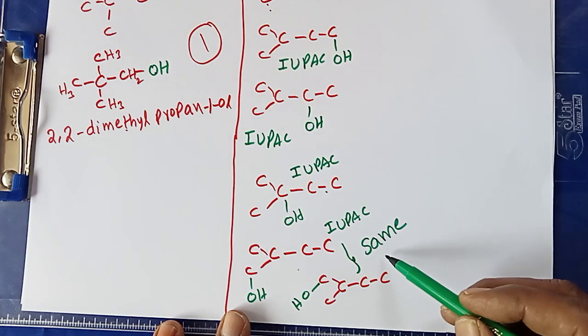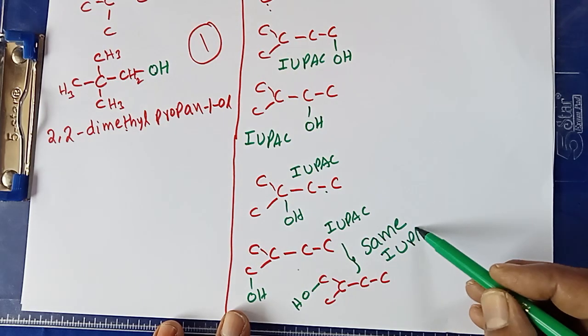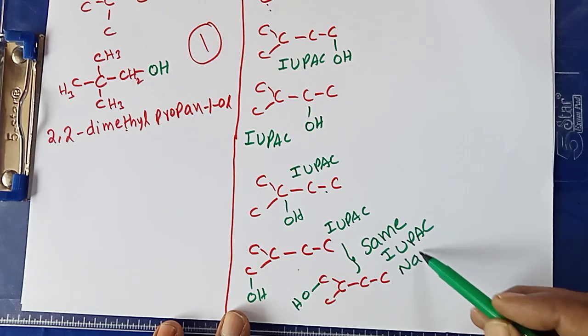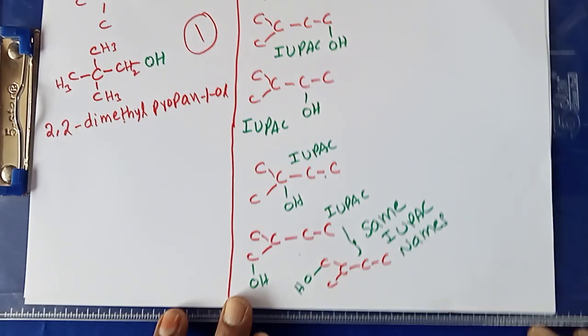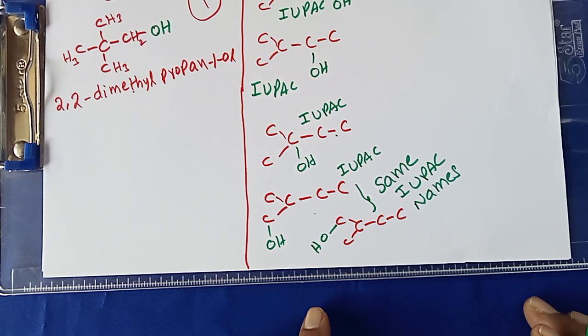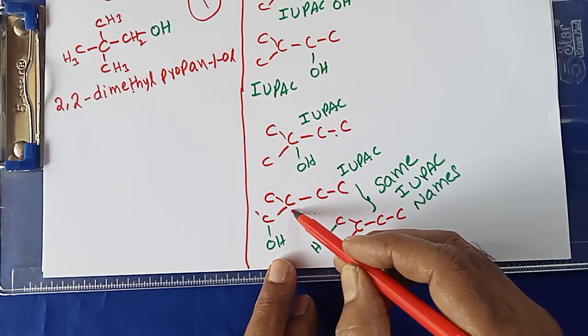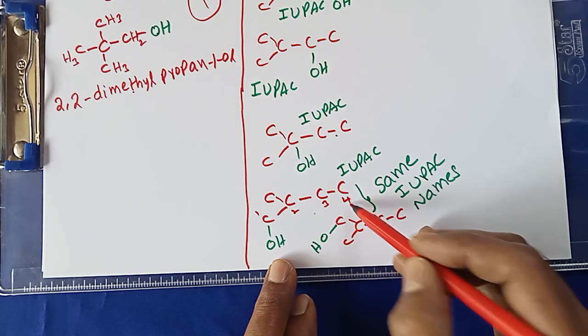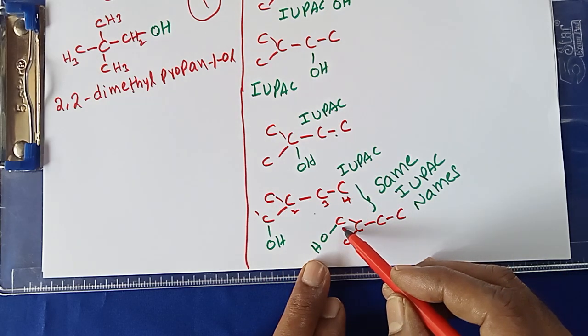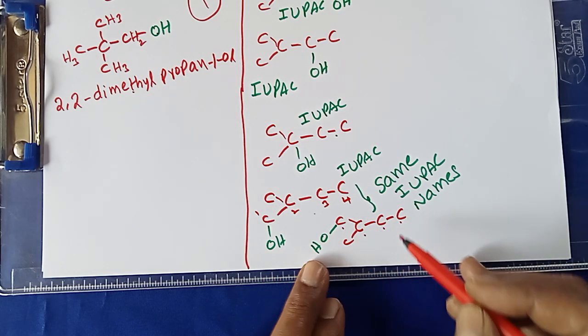Same IUPAC names. Then I will give the IUPAC name same also. What is that IUPAC name? Numbering 1 this side: 1, 2, 3, 4. Here also same numbering: 1, 2, 3, 4. What is the name?